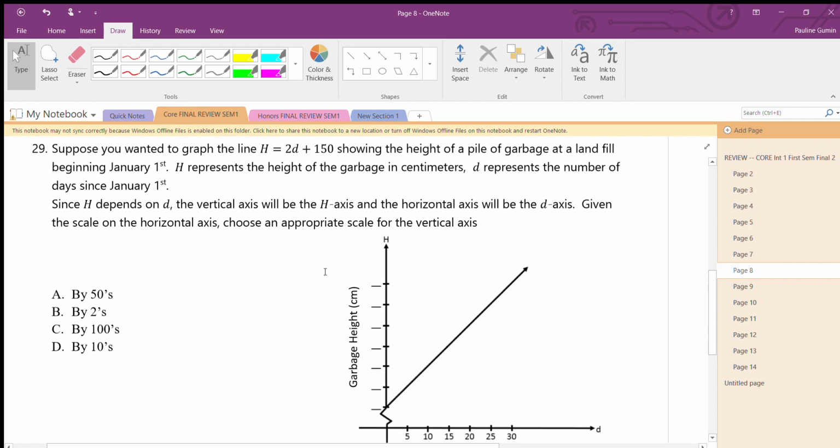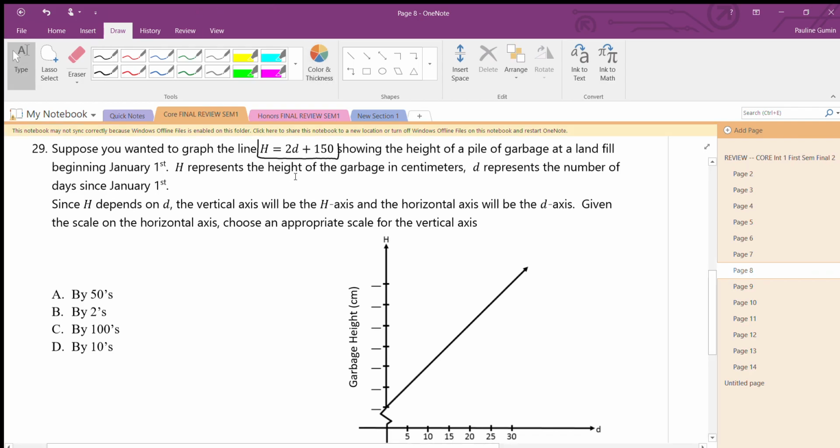Suppose you want to graph this line that you see right here, showing the height of a pile of garbage at a landfill beginning January 1st. H represents the height of the garbage in centimeters. D represents the number of days since January 1st. Since H depends on D, the vertical axis will be the H axis and the horizontal will be the D axis. Given the scale on the horizontal axis, choose an appropriate scale for the vertical axis.